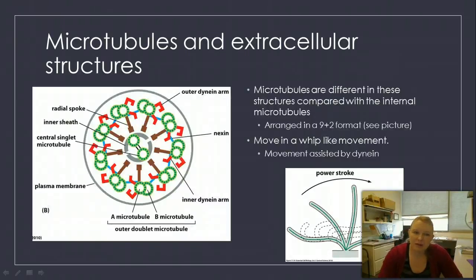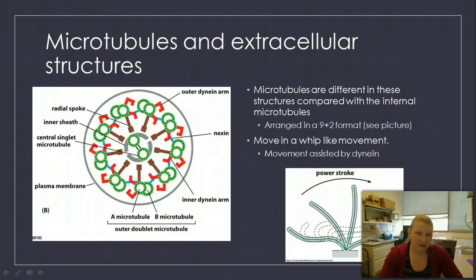Both of their structures are pretty similar too. They have this 9+2 format, and you can see that here, where you have the 9 outer microtubules and you have the 2 on the inside. And this is a different structure compared with the inner microtubules. So it's really important you understand that these extracellular structures have a different shape. Now, what this allows things to do is to move in a whip-like movement.